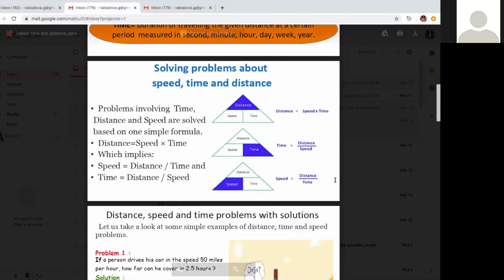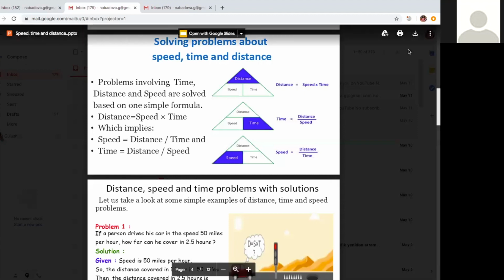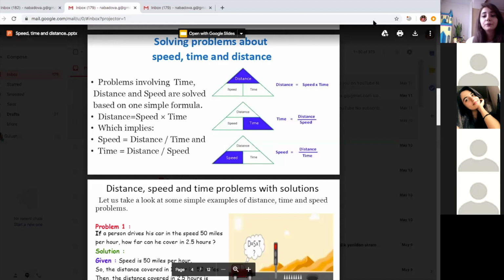Next page. This page has the formulas of speed, time, distance. Distance is equal to speed times time, which implies speed is equal to distance over time. Time is equal to distance over speed.